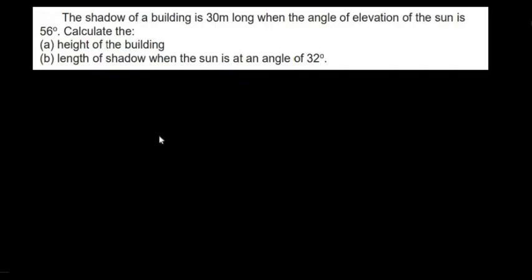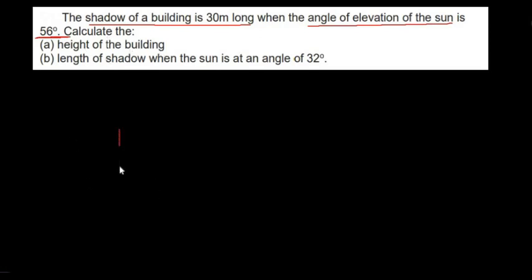Now let us look at the next question. The shadow of the building is 30 meters long. So they have given the length of the shadow when the angle of elevation of the sun is 56 degrees. Calculate the height of the building.